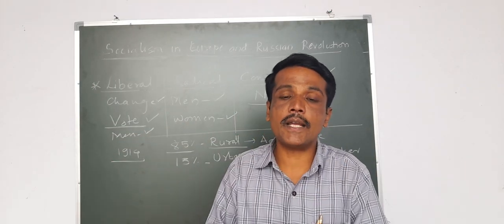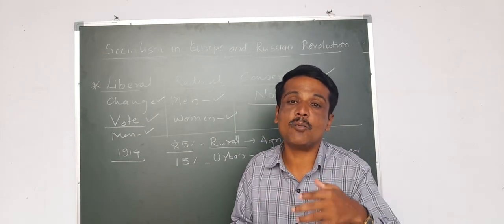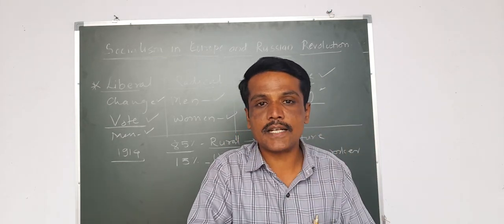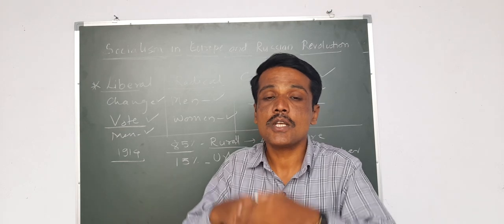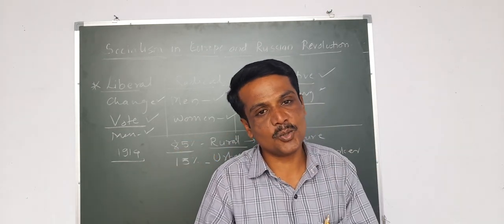Even after that, we can find Louis Blanc. He started supporting Robert Owen's ideology, and he said that the government should now give encouragement to the concept of cooperatives, so that these kinds of social reformers could bring some changes into the society.